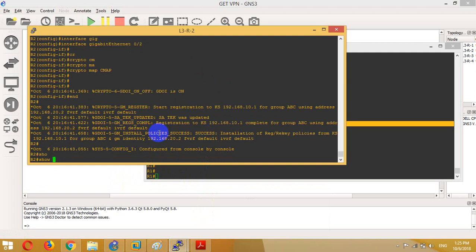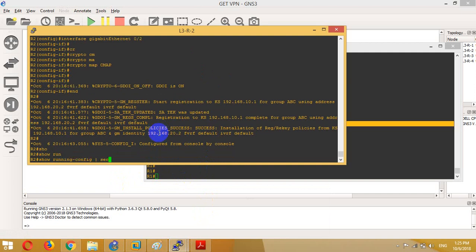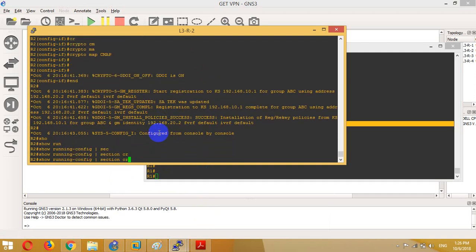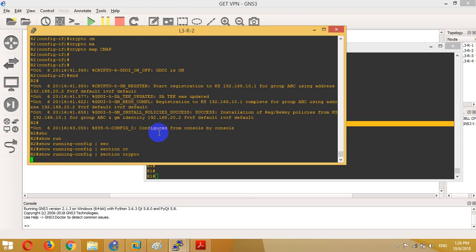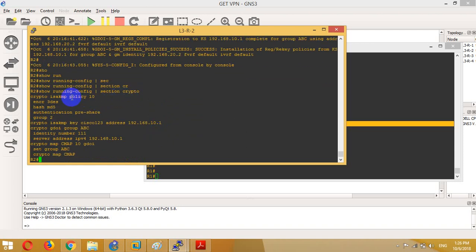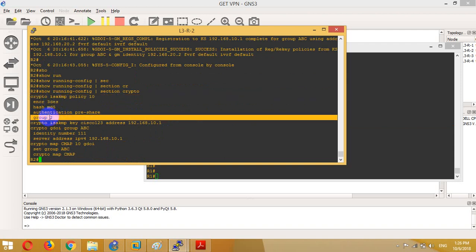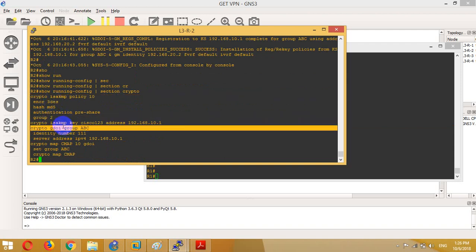Show running config, section crypto. What do you see here, guys? You will see the difference. Here I configured phase 1 till here, but I didn't configure phase 2. I didn't configure the interesting traffic, because I will get this information from the key server. So if you have many sites, it's easy and efficient as well.